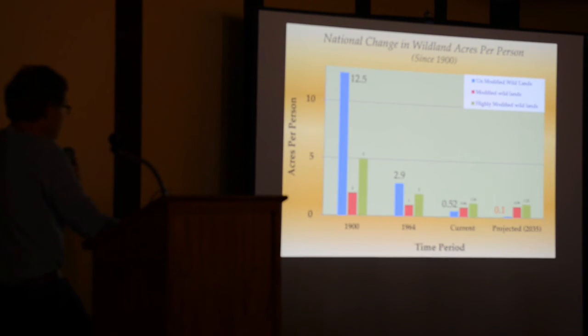Calculated in 1900, there were about 12.5 acres of unmodified wildland per person, dropping down to 3 in 1964, and a half acre of unmodified wildland today. If trends continue, one-tenth of an acre of unmodified wildlands would remain.